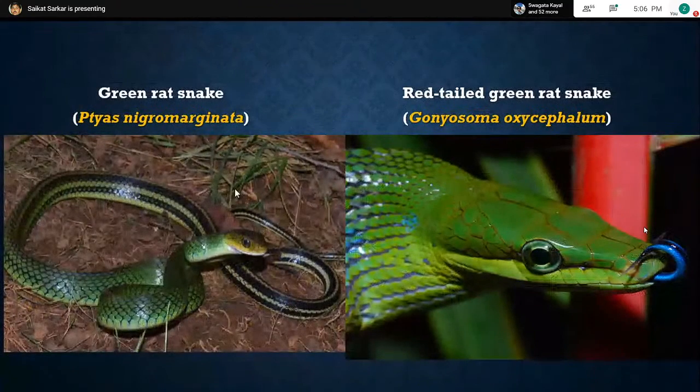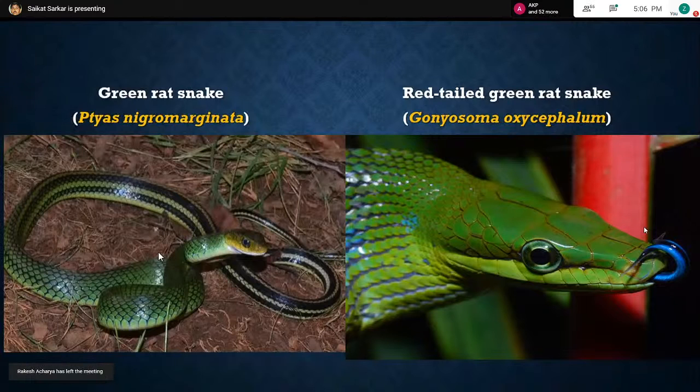These are two very beautiful specimens. This is Gonyosoma nigromarginata. This one is found pretty well in the Darjeeling region. I have seen one there in 2006 or 7 most probably. So this is a beautiful looking snake, and this is another beauty, as you can see. These are just examples of colubrids.